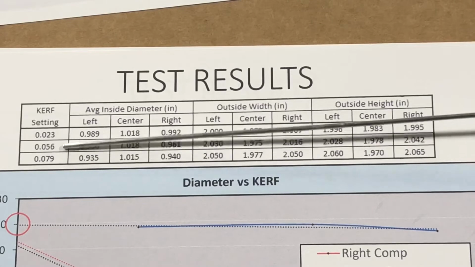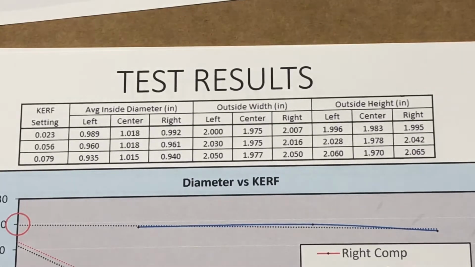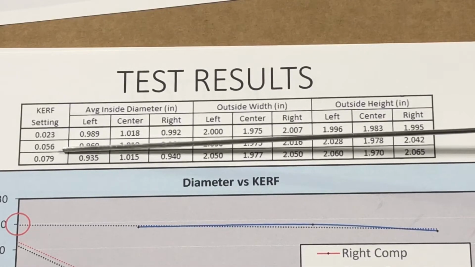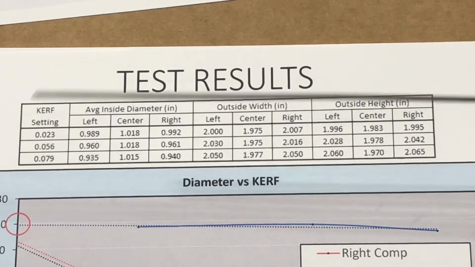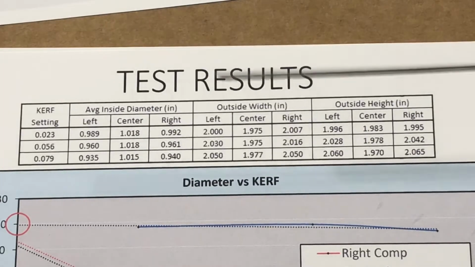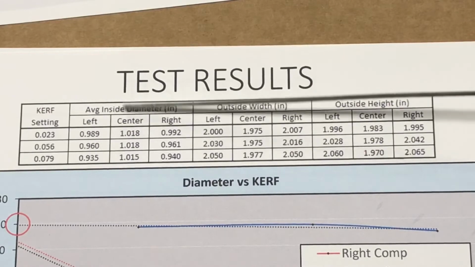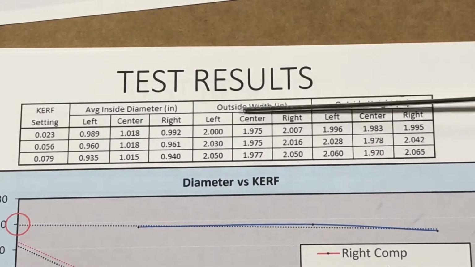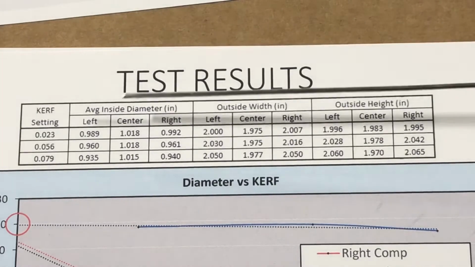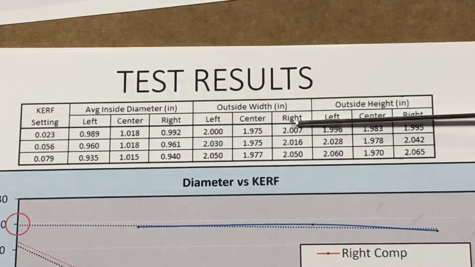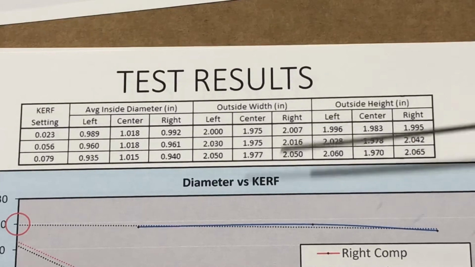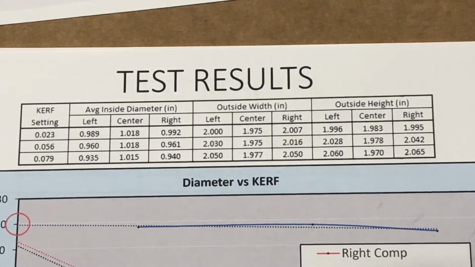Here are the 3 different kerf settings, with the 56 thousandths being what the book essentially called for, and the 23 being half of that, and 79 being half of what it was called for added to it. So 23 thousandths plus 56. It's broken up in each of these. Here's a diameter, here's a width, here's the height, and in each one there's a left comp, a center comp, and a right comp in each of those measurements.